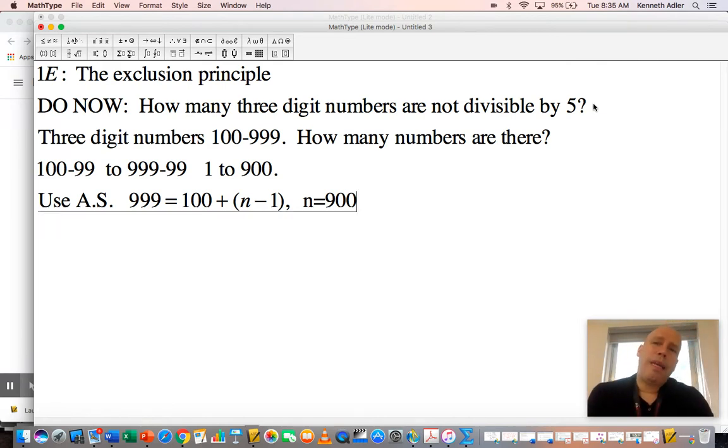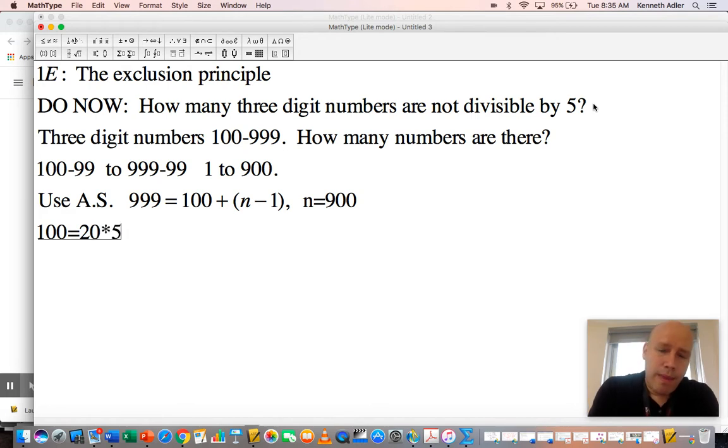Now the question is, I want to know how many are not divisible by 5. But an easier thing to do might be, how many numbers are divisible by 5? Well, what's the first number? I know the first number is 100, and that's 20 times 5. And then what's the last number I'm interested in? Well, 1,000 is not a 3-digit number. 1,000 is 5 times 200. So 995 is equal to 199 times 5.